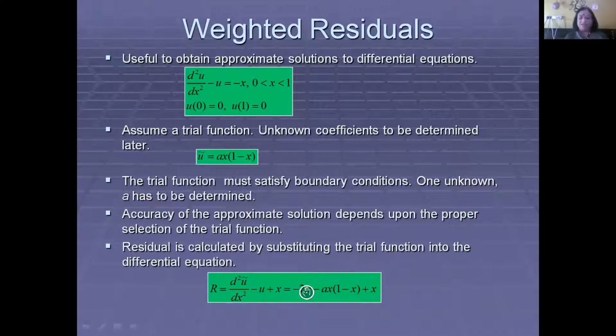I can evaluate this. I have already assumed u tilde. So therefore the residual can be estimated as minus 2a minus ax(1 minus x) plus x. So I have an expression for the residual. And this expression for the residual involves x. It also involves the coefficient a. Remember, this coefficient a, I still have not obtained. I will obtain it subject to the boundary conditions.